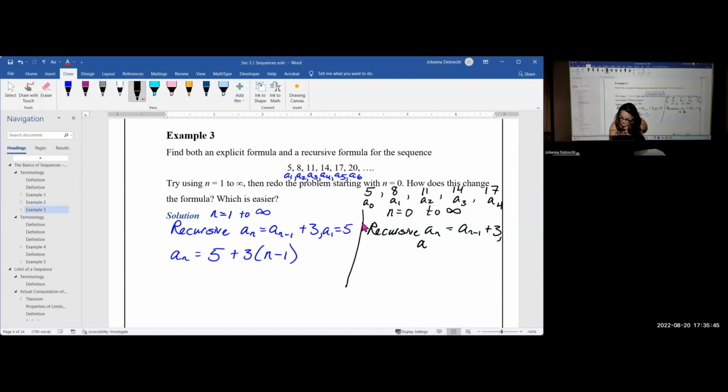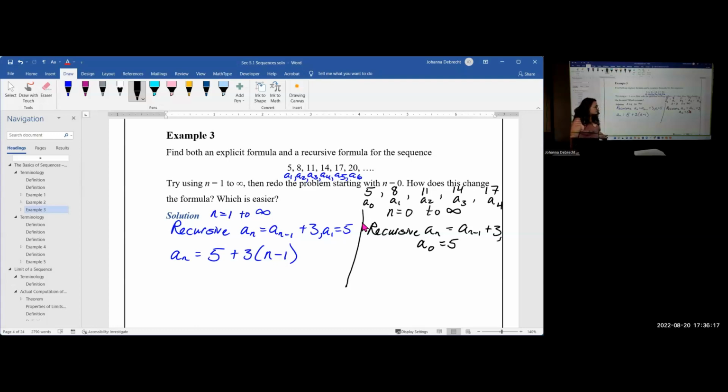But instead of a0 being, or a1 being 5, a sub 0 equals 5. In other words, the first number is 5, and then after that, make sure you add 3 to get from one to the next to the next. This is the 0th, the first, the second, the third, the fourth, which means that's the first. Okay.